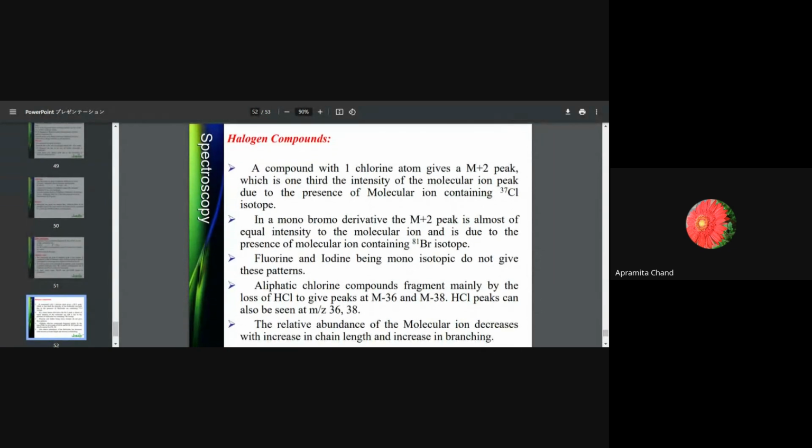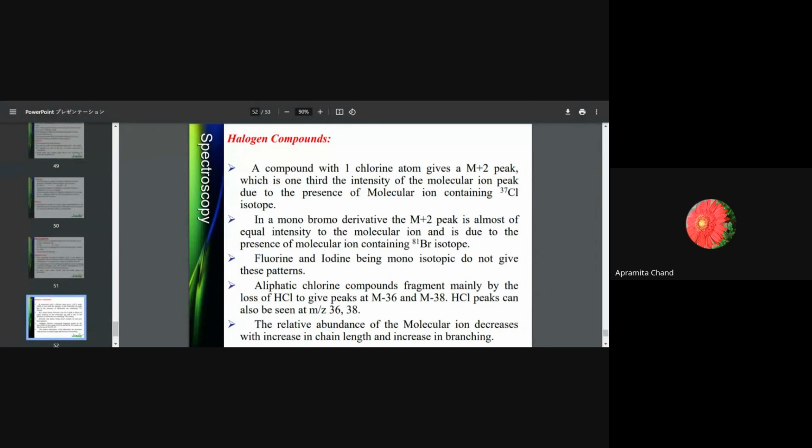For halogen compounds, you can see that the compound with one chlorine atom gives an M+2 peak, and it will be 1/3 the intensity of the molecular ion peak. If you have a bromo derivative, then the M+2 peak will be of equal intensity to the molecular ion. So if you are seeing a molecular ion peak and just after that an M+2 peak of equal intensity, you can be sure that it is a bromo derivative.